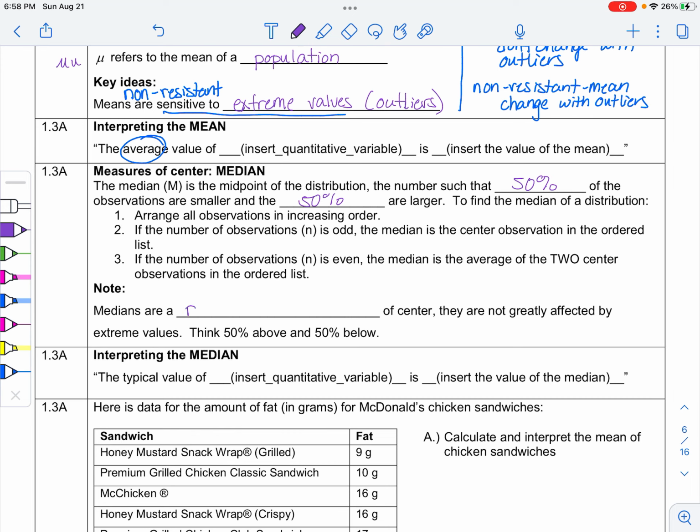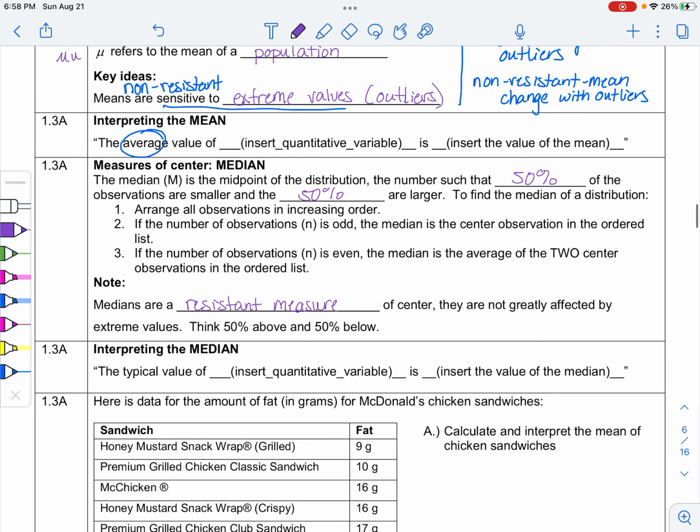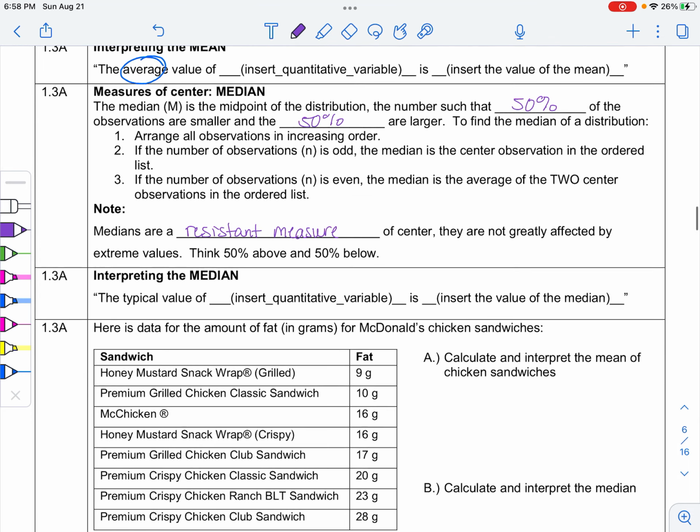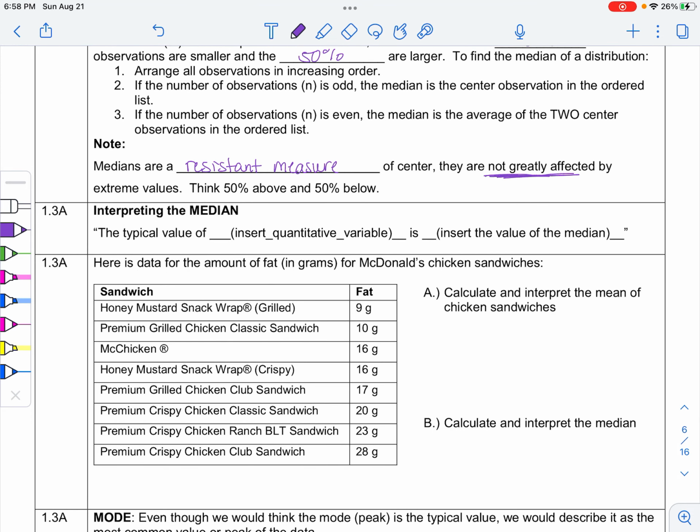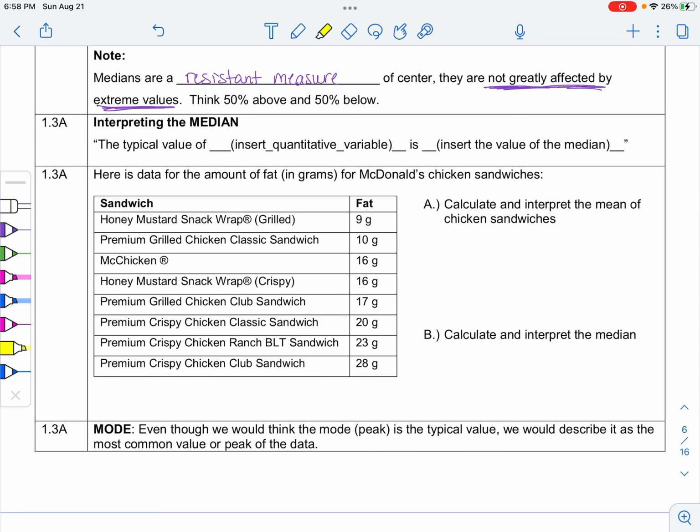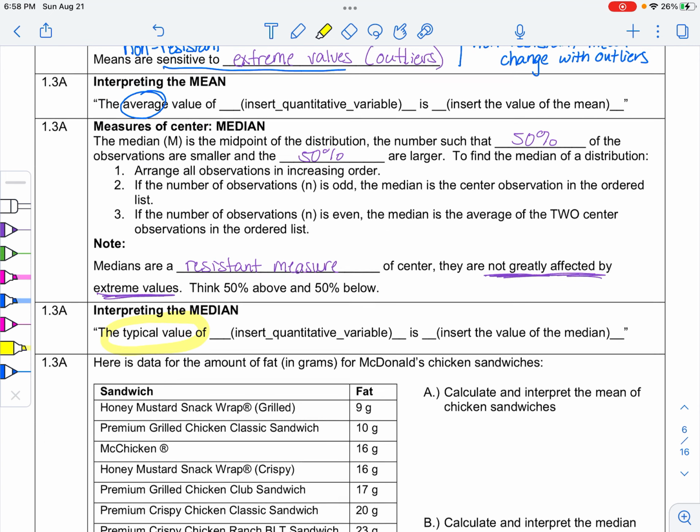Medians are resistant. They are a resistant measure of center, meaning they don't change with extreme values. They are not greatly affected by extreme values. So again, median: half is above, half is below. When you start talking about the median in your conclusions, you would say the typical value. That would be another word that you say. So again, take a look up. For the mean, we say the average value, whereas for the median, you would say the typical value.